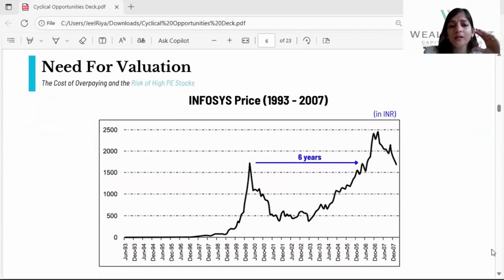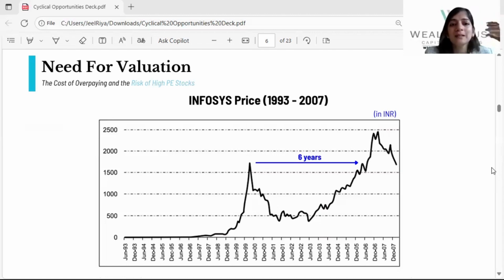So from the period of 1999 until 2005, anybody who had bought during that IT boom time, when the markets were loving Infosys as one of the best investments, if you had bought at a time when Infosys' valuation was very stretched, you would have had to wait till 2005 to get back to that price. That's basically a valuation stretch.